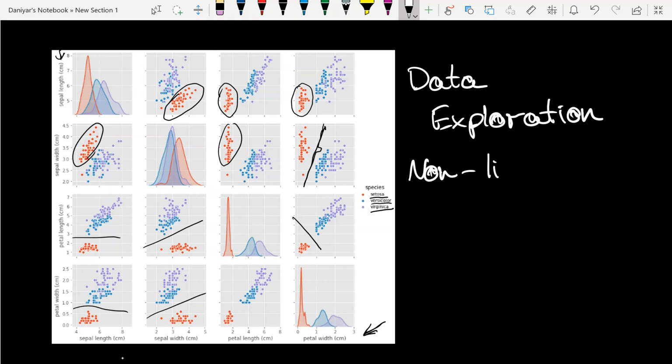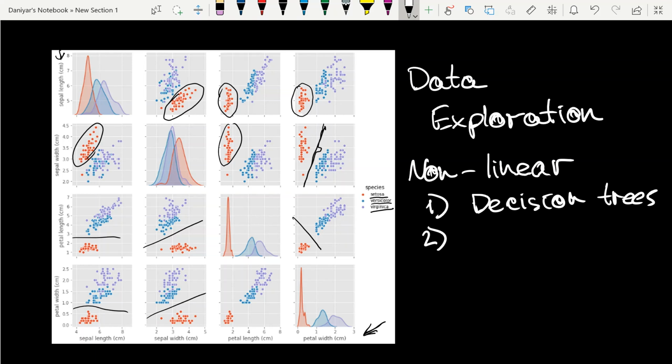Nonlinear. So one is decision trees. Another one is neural networks. And there are many more. But we'll focus on the first two, decision trees and neural networks.